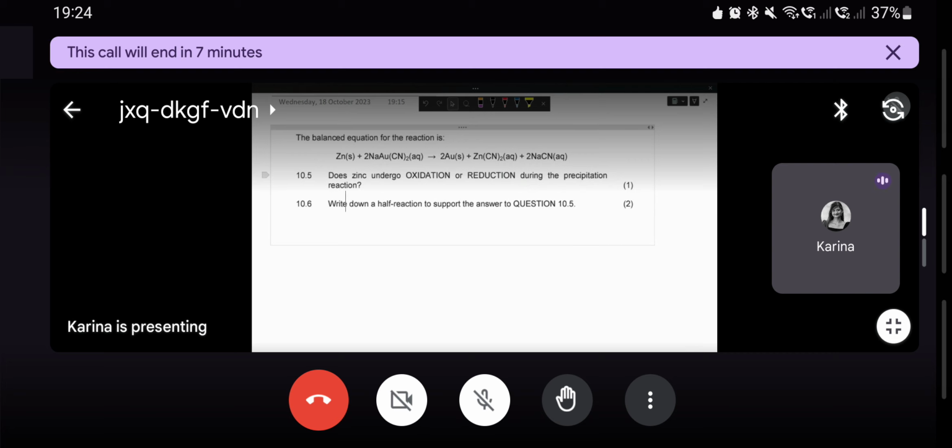So I think let's actually answer it. We can actually do that. So I'll give you some time to try it on your own. Remember, all you have to do is write down the oxidation numbers above, and then you can figure out if it's oxidation or reduction. And then 10.6 as well, for 2 marks, they want you to write down a half reaction. So let's say like 3 minutes to try this, and then we'll do the answer.